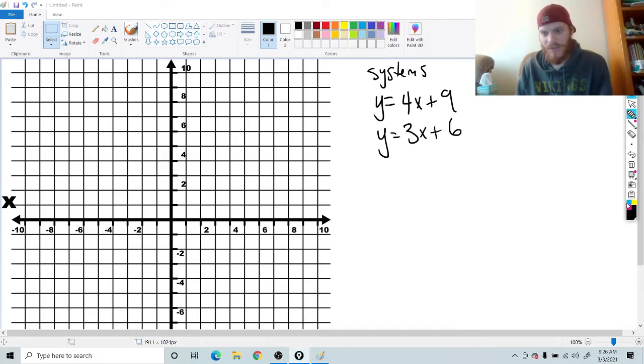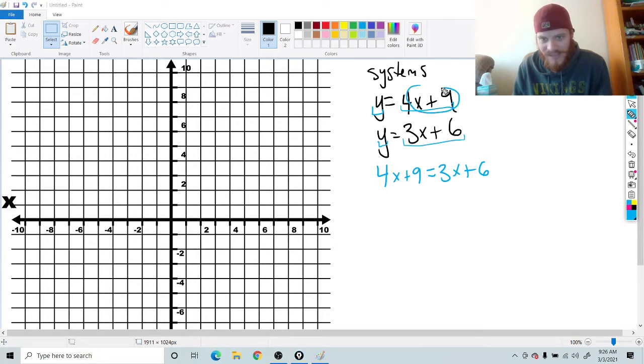And here's why. I want you to think about this a second. This says y is equal to 4x plus 9, right? It also says y is equal to 3x plus 6. So this is saying that y is equal to both of those things. If that's true, that means you can say 4x plus 9 is equal to 3x plus 6. All I did was realize, well, wait a second, if y equals this, then I can put it right there, right? Because this part says y.